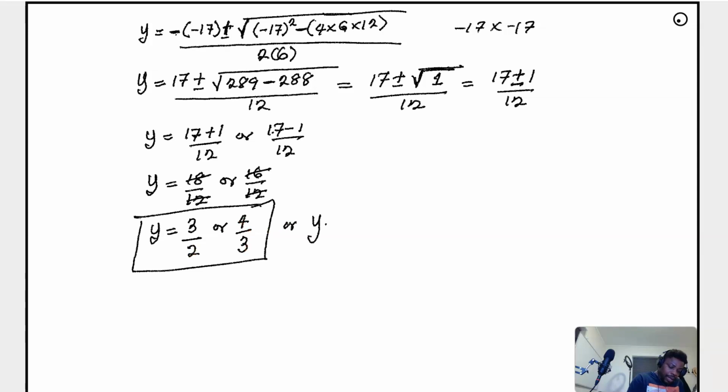Or I can say y is equal to, this is one whole number 1 over 2, that is a mixed fraction, or one whole number 1 over 3.